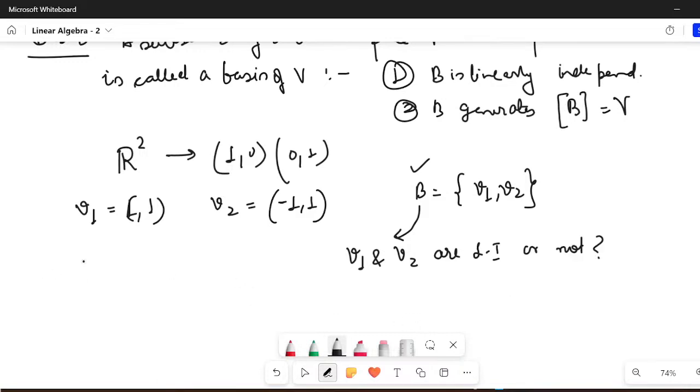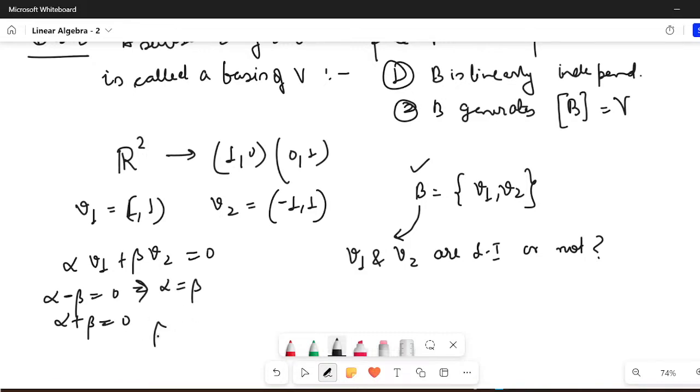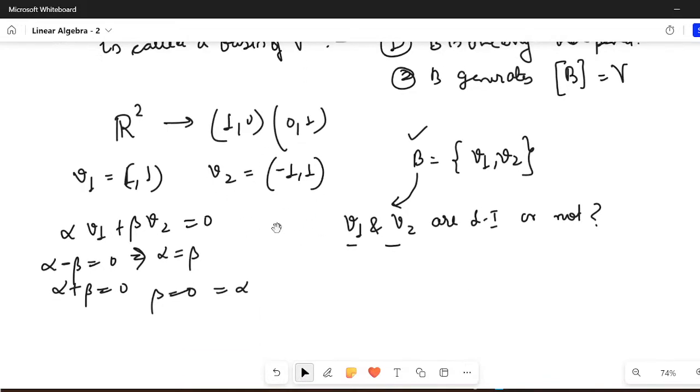For that you have to do alpha v1 plus beta v2 equal to 0, and from here you will get alpha minus beta equal to 0 and alpha plus beta equal to 0. It will give you alpha equals beta, and from here you will get beta equal to 0, and once you get beta equal to 0 you can certainly write that alpha is equal to 0. So clearly v1 and v2 are linearly independent to each other, right? They qualify the first statement. Now will they actually span the entire R square?